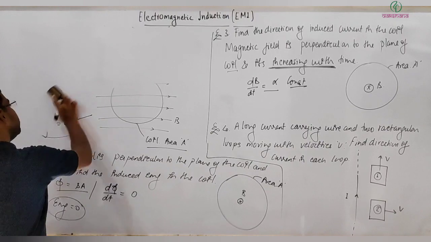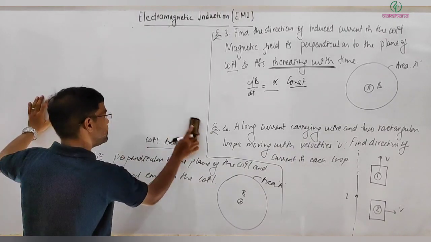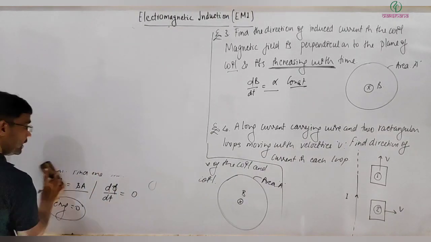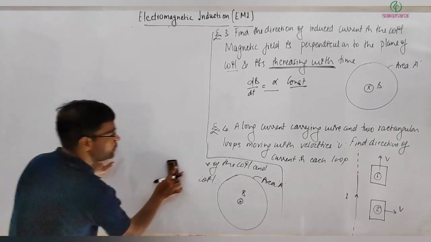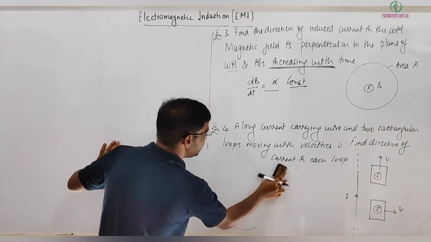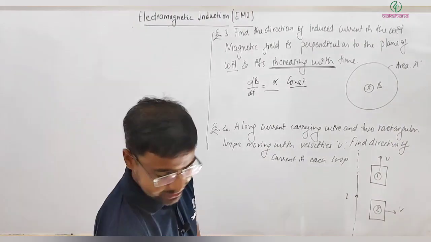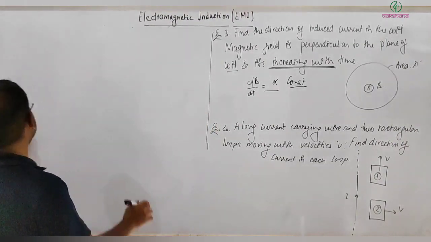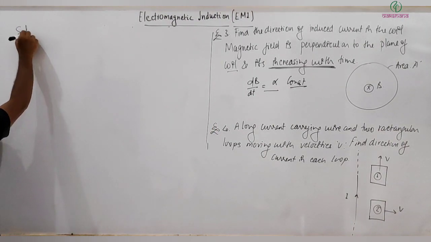So now here you can see, yes, there is magnetic flux changing with time through the coil. So definitely EMF will be there, is it? So first thing is for the third part, okay, let's see.